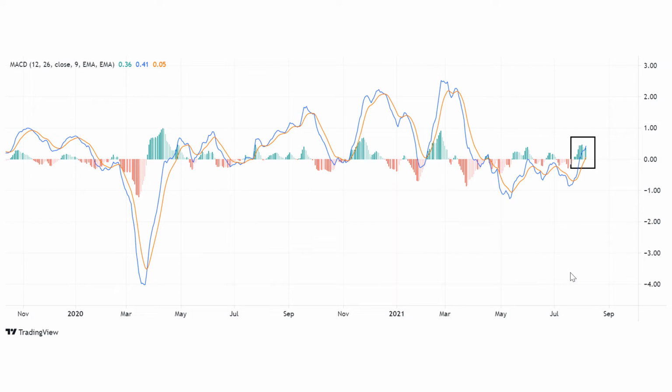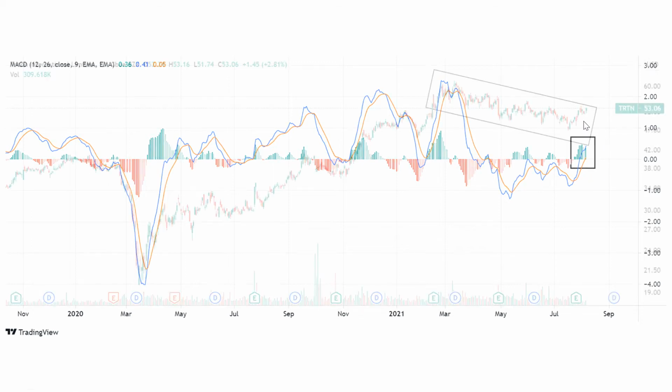And if we take a closer look at the MACD, we can also see that we recently surpassed the zero line. So now the MACD line and also the signal line are in positive territory again. So this is also a very bullish sign.